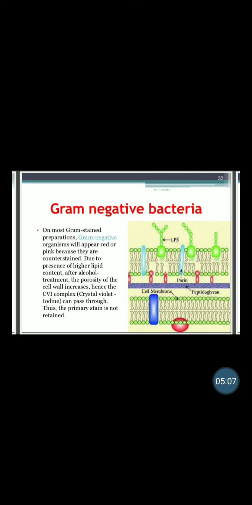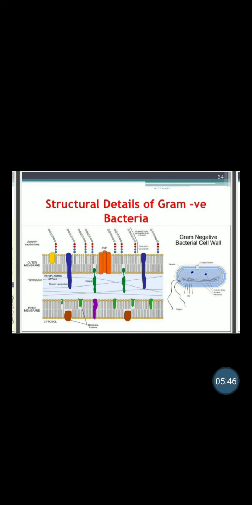In the gram stain preparation, the gram-negative organism will appear red or pink because it is counter stained. Why does it show pink color? Because of the presence of higher lipid content. After alcohol treatment, the porosity of the cell wall increases, so the CVI complex, that is crystal violet iodine complex, can pass through. Thus, the primary stain is not retained. Here we can see the structure of gram-negative bacteria.